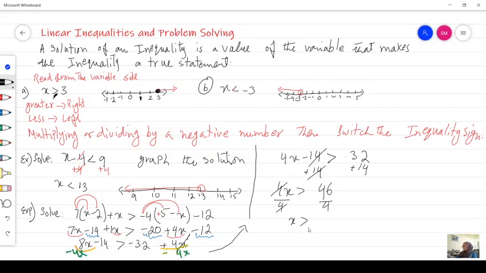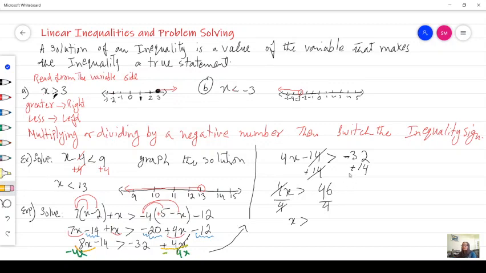If we use a calculator to make it simpler, 46 divided by 4 gives me 11.5. I think I did not make a mistake. 4x minus 14. I think this is negative 32. I'm sorry, that's negative 32. I knew I made a mistake somewhere.